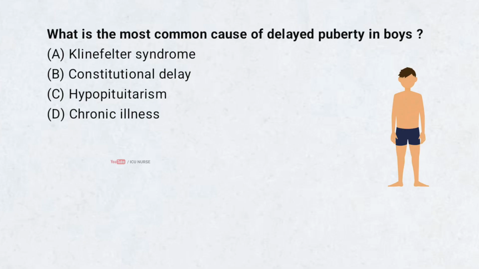What is the most common cause of delayed puberty in boys? A. Klinefelter syndrome. B. Constitutional delay. C. Hypopituitarism. D. Chronic illness. Correct answer B. Constitutional delay.